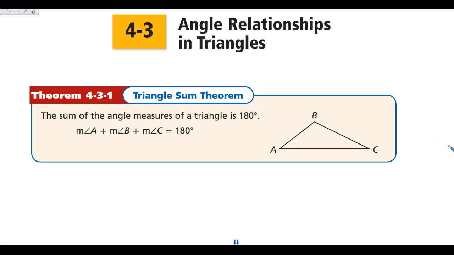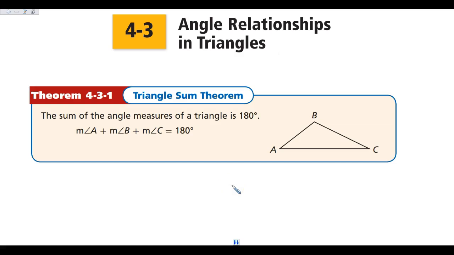Hey everybody, we are going to look at section 4.3 today, which is angle relationships within a triangle. All right, so the first thing that we're going to look at is our triangle sum theorem. Our triangle sum theorem basically says that if we take the measure of all three angles in a triangle, then they're going to add to 180.